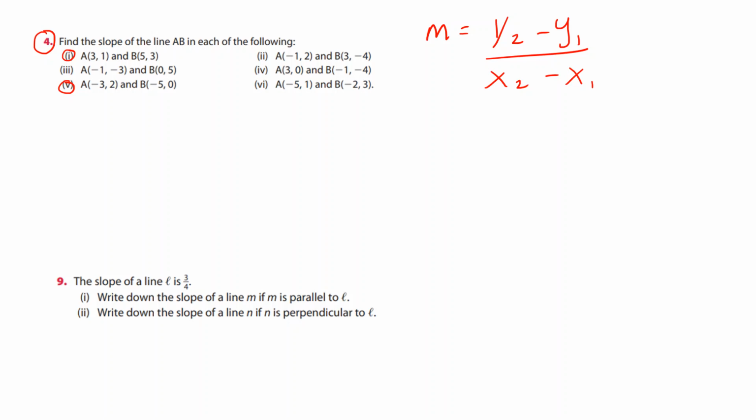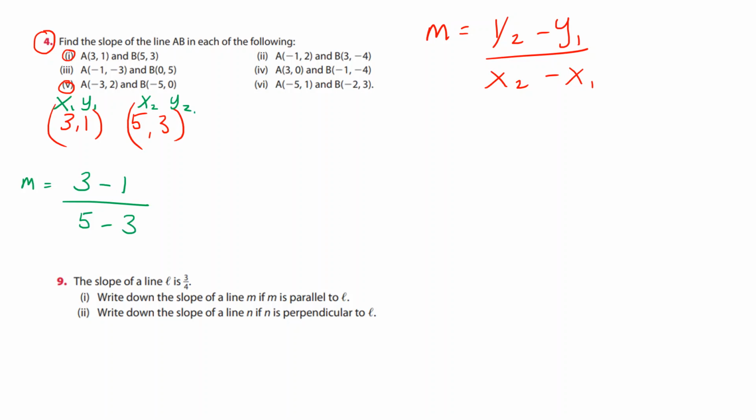So our first point is 3, 1 and 5, 3. And I'm going to go ahead and just label this as x1, y1, x2, y2. And now I'm going to substitute these into this formula here. So m is equal to y2, which is 3, minus y1, which is 1, over x2, which is 5, minus x1, which is 3. So that's the same as 2 over 2, which is equal to 1. So the slope here is 1.